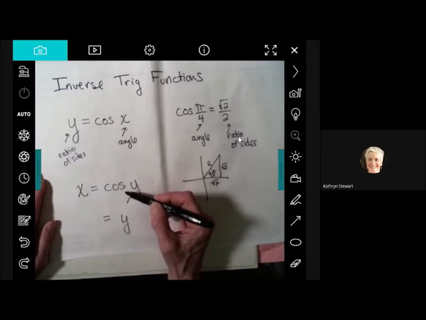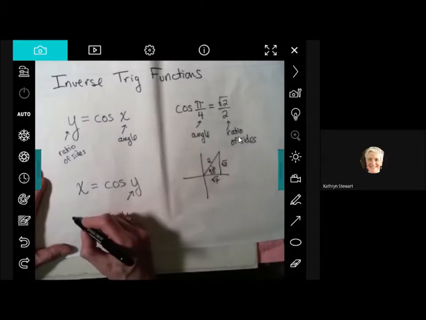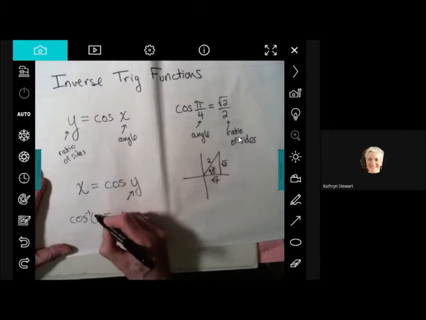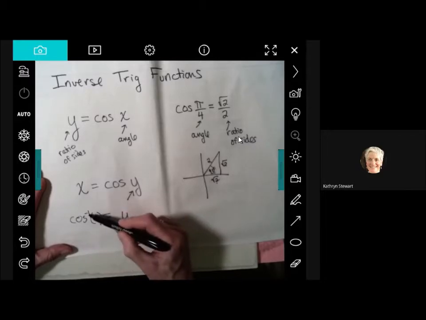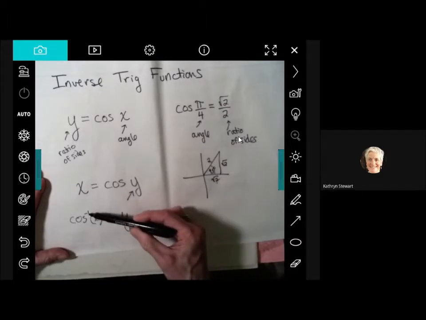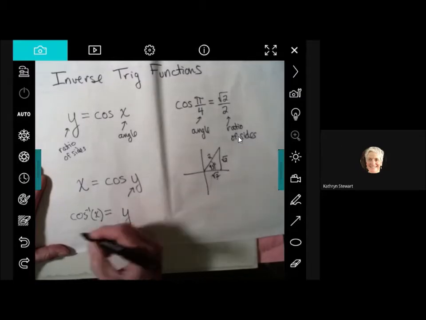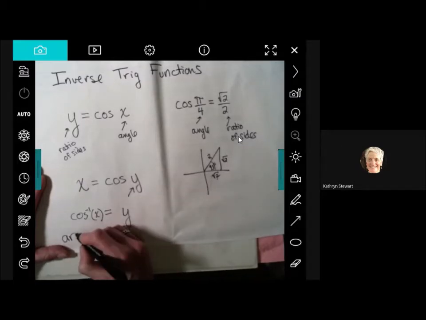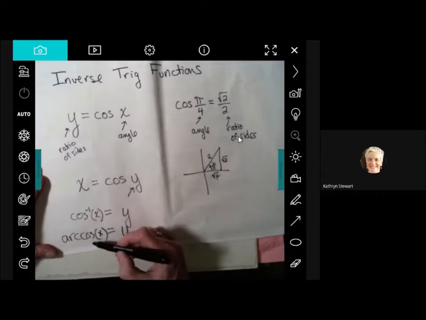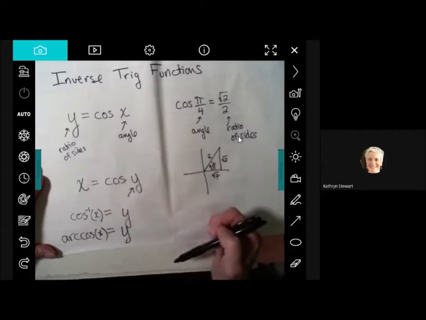The inverse of cosine, we sometimes call it arc cosine. Sometimes we use this horrible notation, cosine with a little -1. I say that's horrible because that looks like an exponent and it's not, which is why most math people prefer this notation, arc cosine. But those notations are comparable. They both mean inverse.